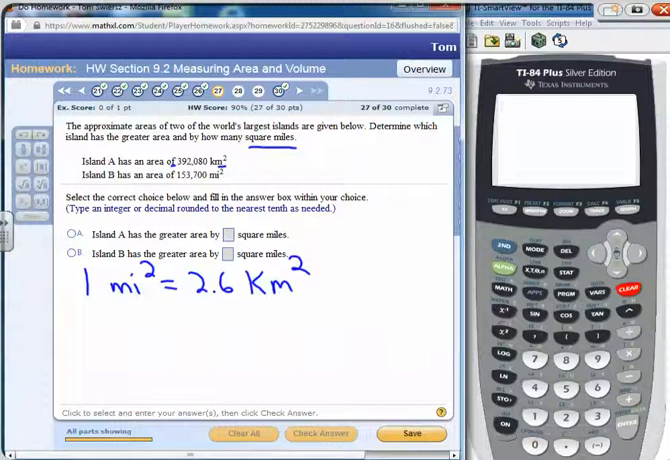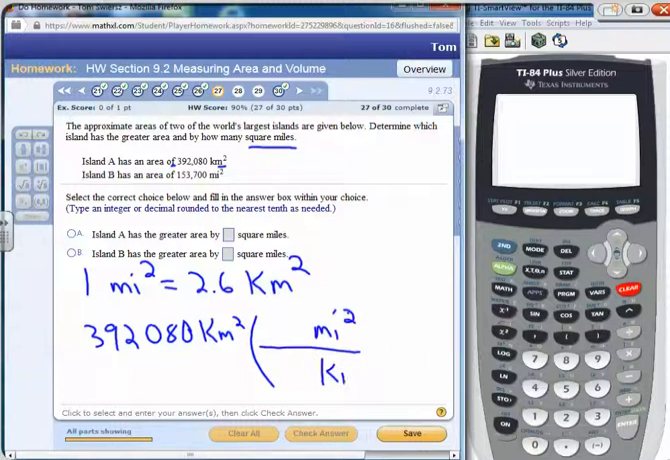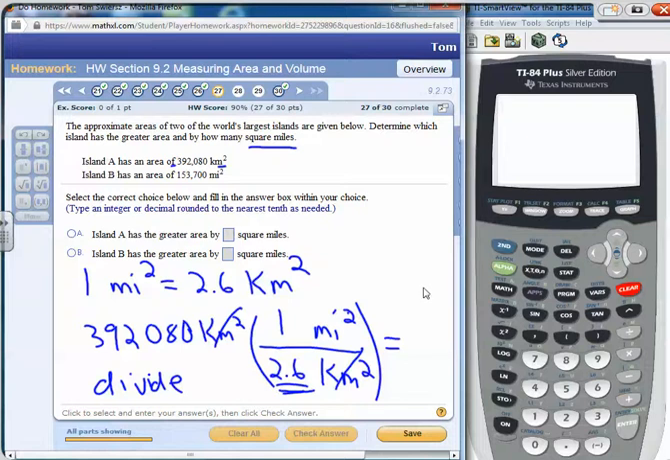So island A, we're going to go ahead and take 392,080 square kilometers. We're going to convert to square miles, so that goes in the numerator, square kilometers in the denominator, and 1 square mile is equivalent to 2.6 square kilometers. So that means we're going to divide. The 2.6 is in the denominator. Okay, so again, square kilometers will cancel. We'll get our answer in square miles. Okay, so for island A, we're going to go ahead and do that to get the square miles.